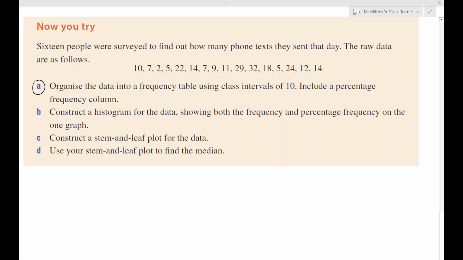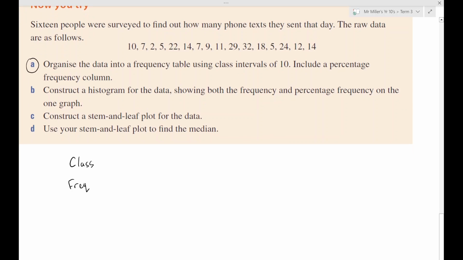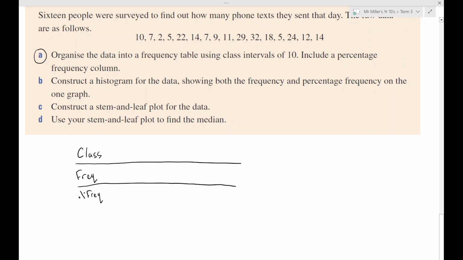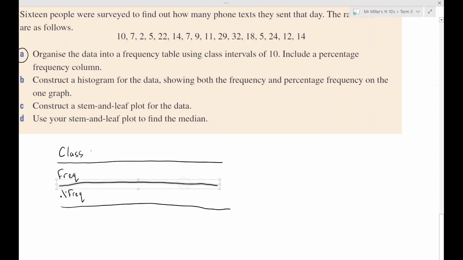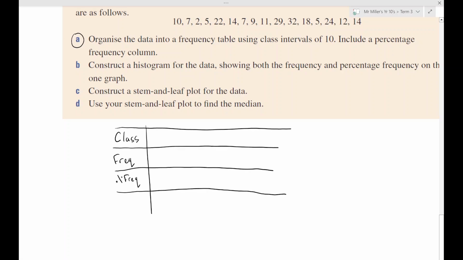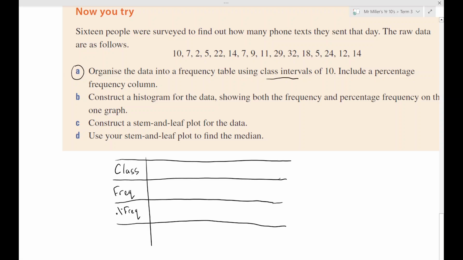Let's do A. Well, we've got to set up our class intervals. This is going to be the frequency. And this question also wants the percentage frequency. So the table's going to have 3 rows like this. And we'll start with the class intervals. So the question says it wants class intervals of 10.